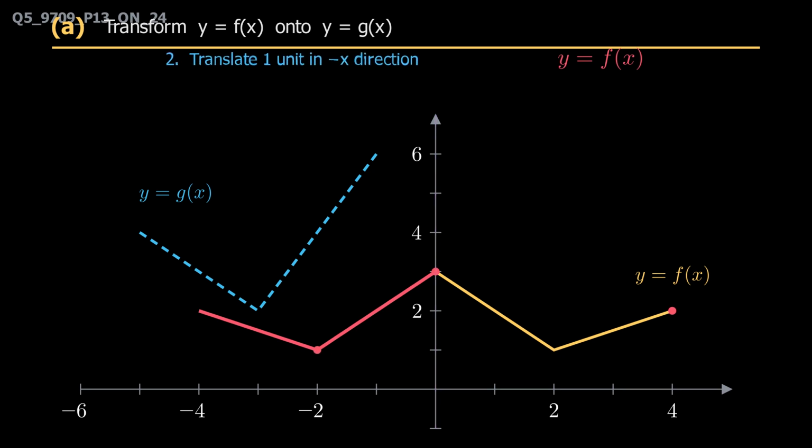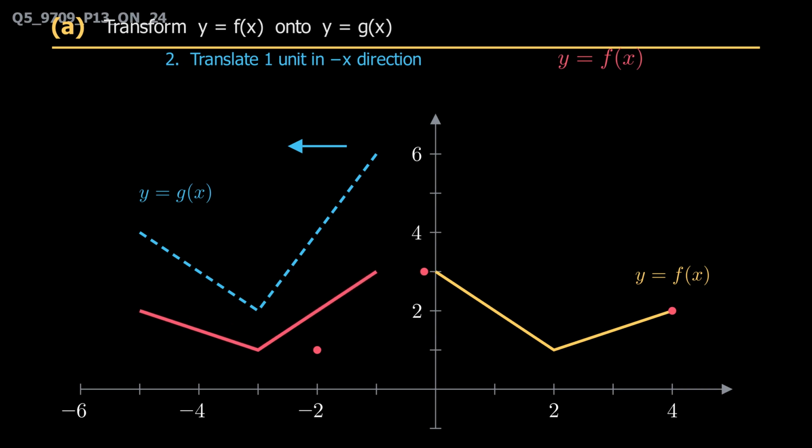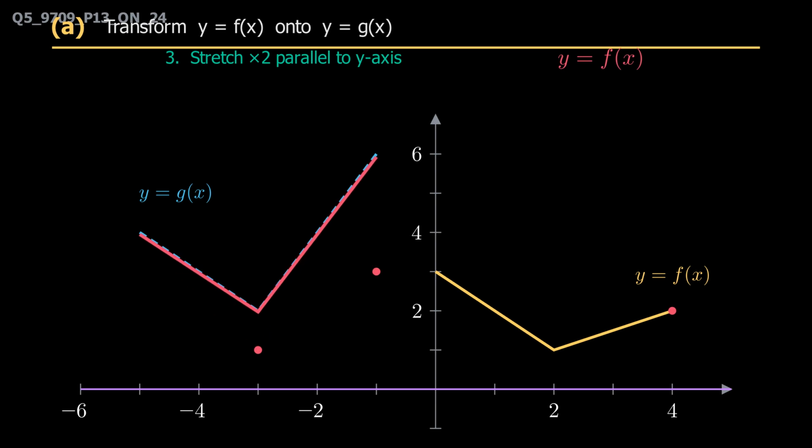Step 2. Translate 1 unit in the negative x direction. Now y equals f of minus x minus 1. Step 3. Stretch parallel to the y-axis with scale factor 2. This gives y equals 2f of minus x minus 1, which is g of x. The transformed f matches the dashed graph g.